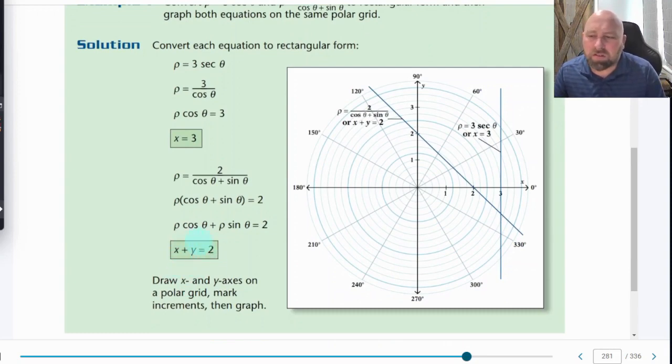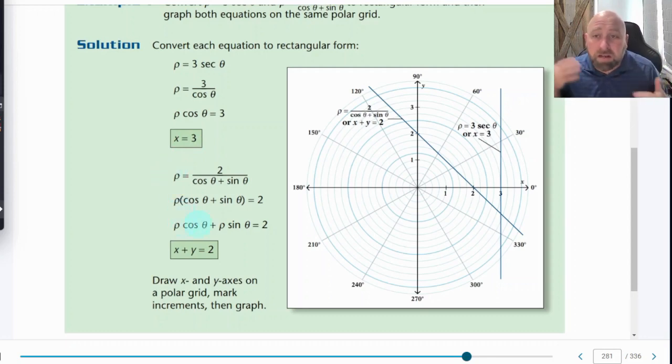We could convert this to y equals mx plus b pretty easily by moving the x to the other side and getting y equals negative x, and that would be 1 over 1 slope, plus 2. And so there it is right there. That's that line. So sometimes these polar equations actually just give you lines, just like a rectangular equation would. So sometimes it's easier to convert that rather than to leave it in polar and graph it as polar.